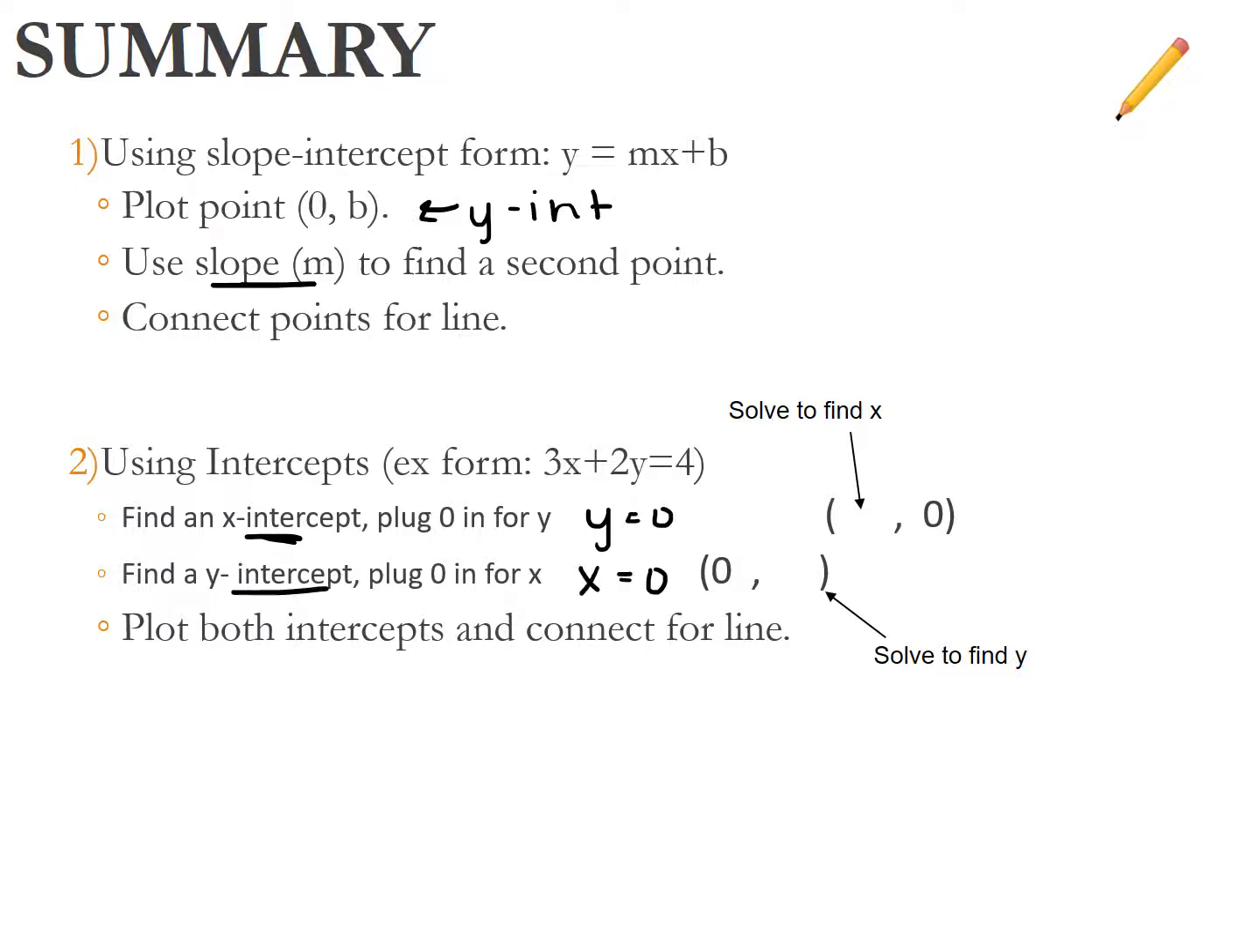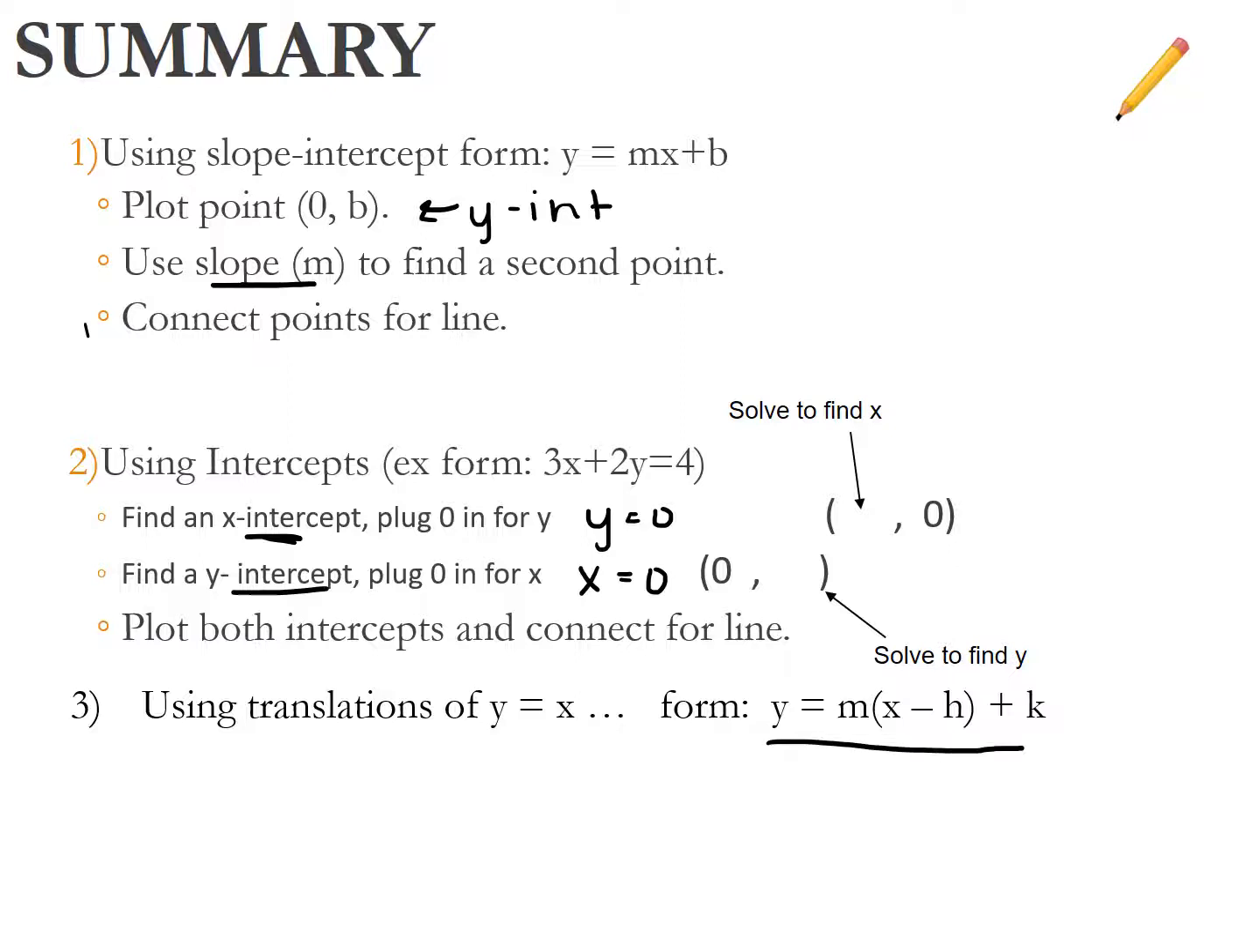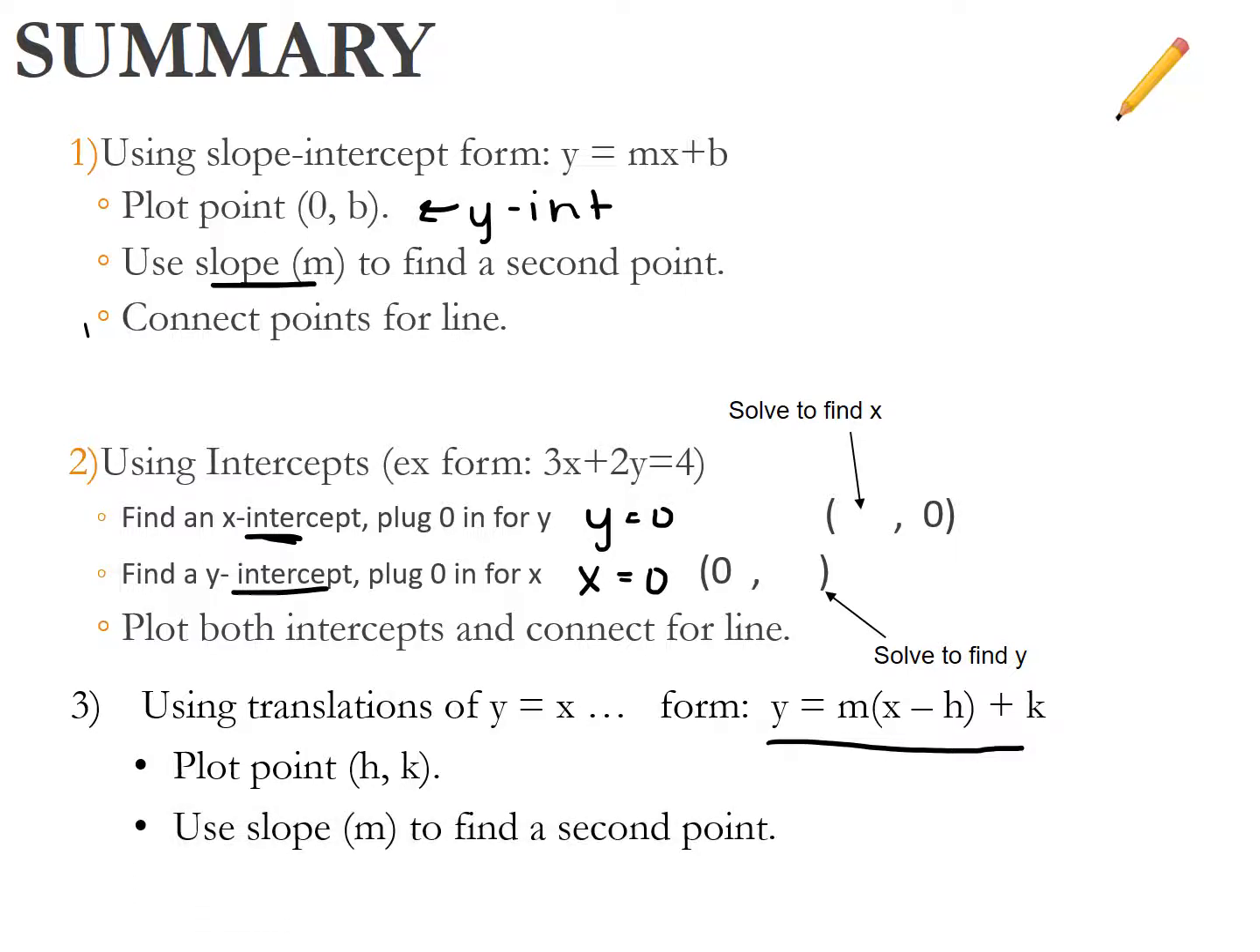So just plugging those in, finding both, plotting both those intercepts, and connecting the line again. And finally those translations using this form, y equals m times the quantity x minus h, plus k. We're plotting that point h, k, remembering h is opposite of what you see in parentheses, k is the same since it's outside parentheses. Use the slope m on the outside to find a second point, plot both points, and connect them to form a line.